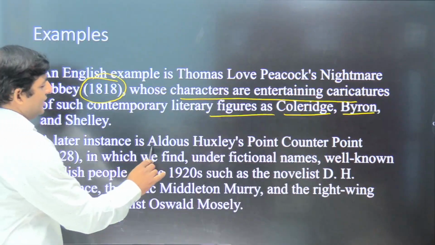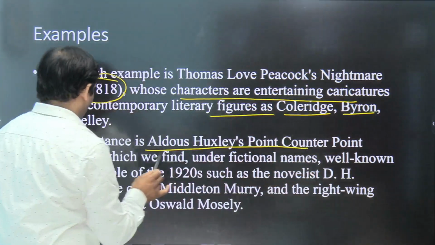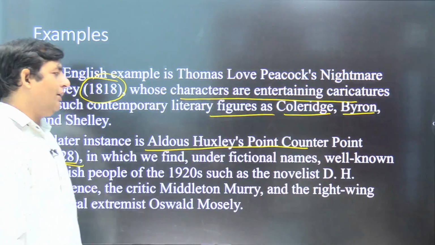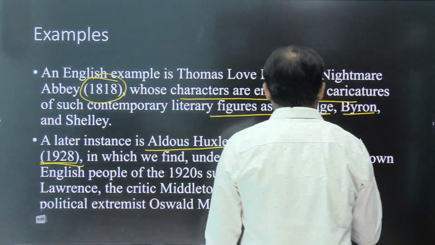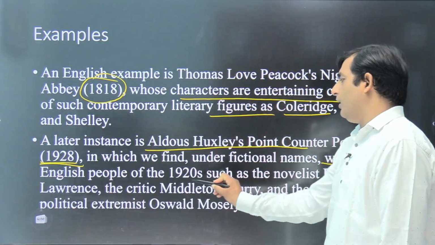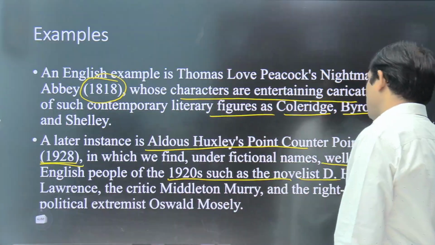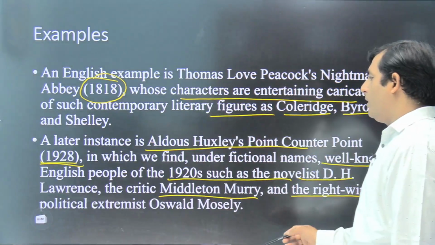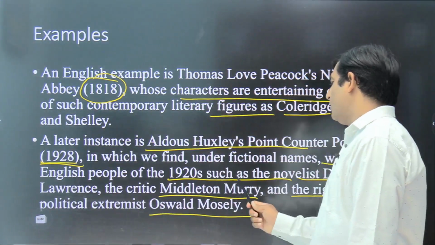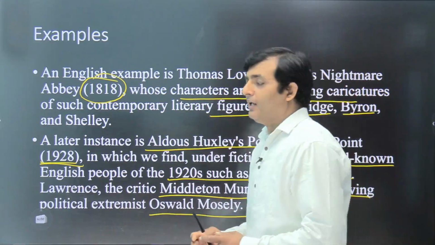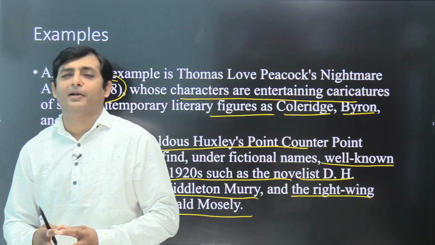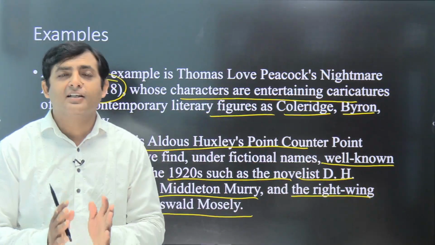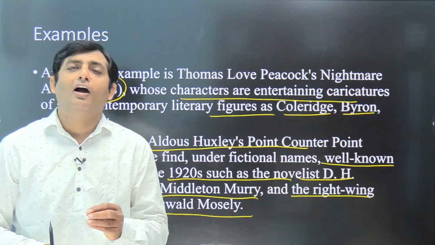A later instance is Aldous Huxley's Point Counter Point, published in the 20th century in 1928, in which we find under fictional names well-known English people of the 1920s such as the novelist D.H. Lawrence, the critic Middleton Murry and the right-wing political extremist Oswald Mosley. Right? These are real characters, and real characters are presented in disguised form, presented in fictitious ones. This is the story of roman à clef.